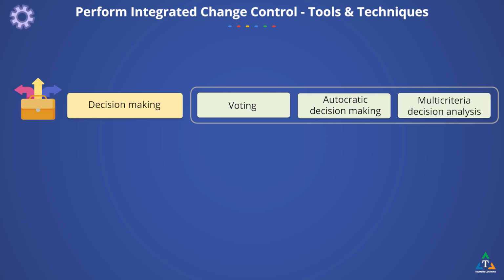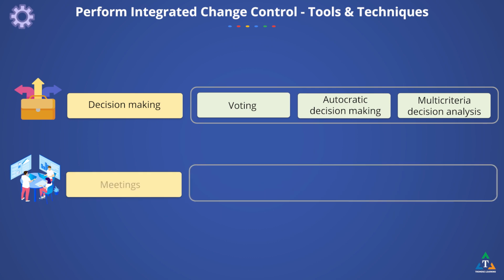The multi-criteria decision analysis technique uses a decision matrix to provide a systematic analytical approach to evaluate the requested changes according to a set of predefined criteria. Change control meetings are held with the change control board, which is responsible for meeting and reviewing the change requests and approving, rejecting, or deferring change requests.